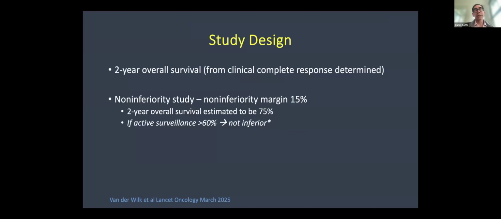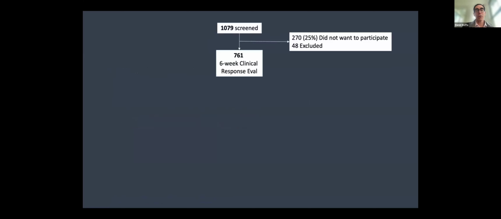And so it was designed as a 2-year overall survival from the time that they determine a complete clinical response. And it's non-inferiority, which means that they picked a margin. They said 15%. So if the difference in 2-year survival between surgery following CROSS or active surveillance were within 15 percentage points of each other, it was not inferior. And it's the upper boundary of the confidence interval, but that's not critical.